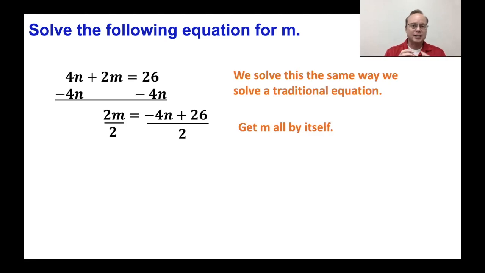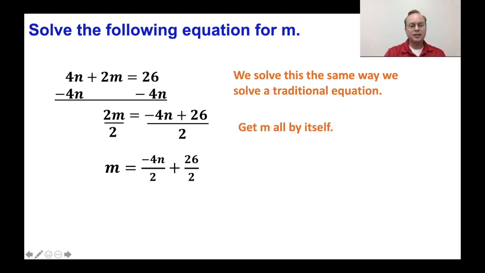Now, when we do this, it gets a little bit tricky because the part that's on the right-hand side, this entire quantity must be divided by 2, not just the negative 4n, or not just the 26, but both terms. But let's look at what happens here. 2m divided by 2 is really just 1m. In math, we don't write the 1m, we just write m. So let's do that.